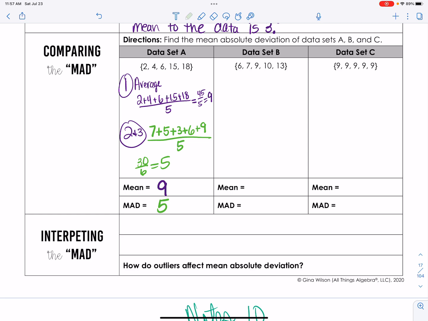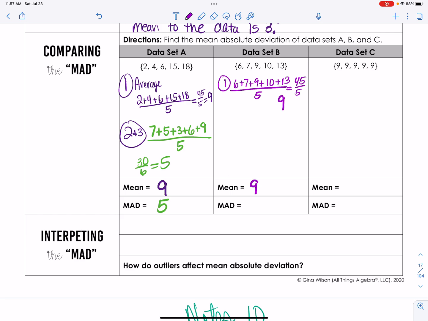Okay, so now I'm going to do the next one. So I'm going to do the average. So 6 plus 7 plus 9 plus 10 plus 13, and I'm going to divide by 5. Okay, and so I add those up. 13, 22, 32, 45 again. So my average is 9 again.